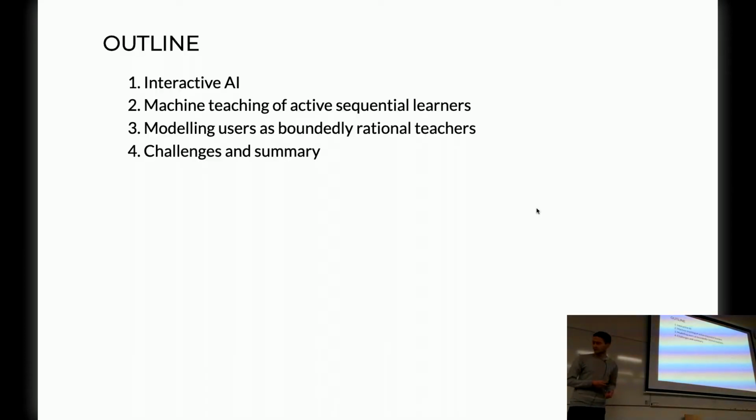And well, the outline: I give a brief introduction to interactive AI, then talk about machine teaching and active learners, and then how we use this as a user model for interactive systems, then some challenges and a summary. And please interrupt if you have any questions during the presentation.